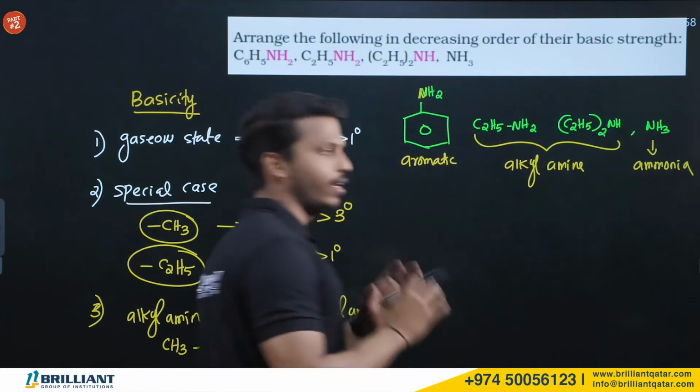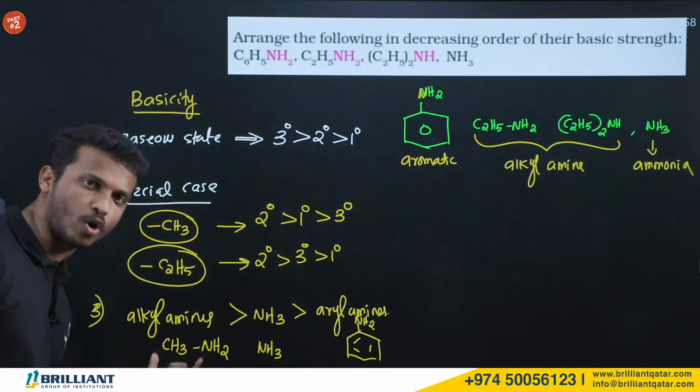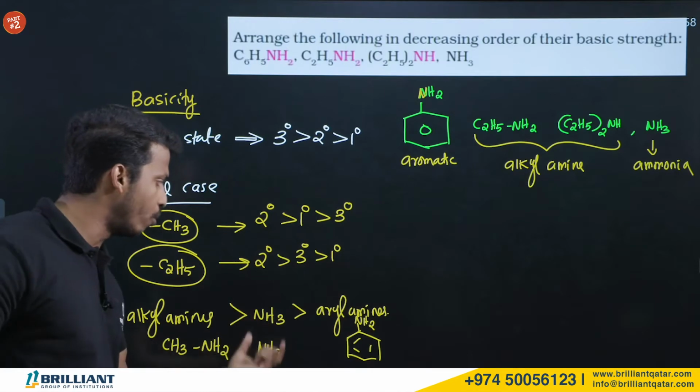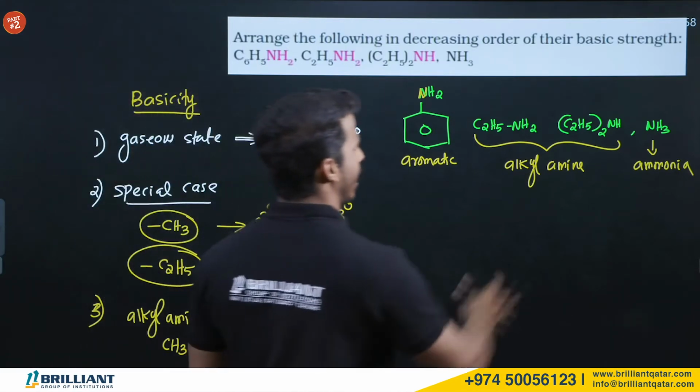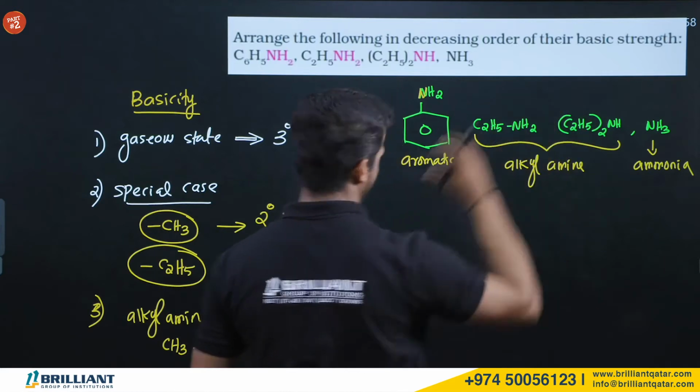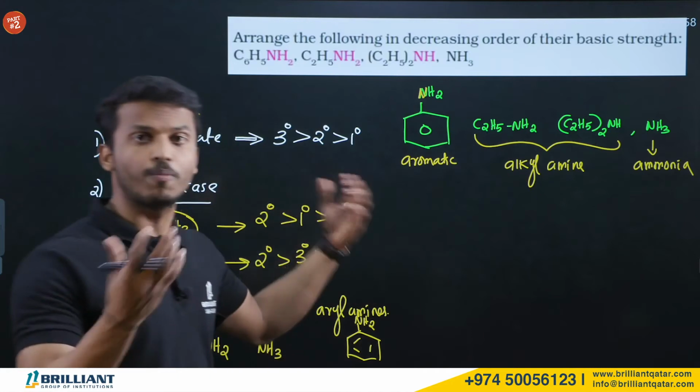We know the basic order. What is that? Alkyl amines are more basic than ammonia, and ammonia is more basic than aromatic amine. So it is very clear that these two compounds are more basic. Now the next doubt: from these two compounds, which is more basic?